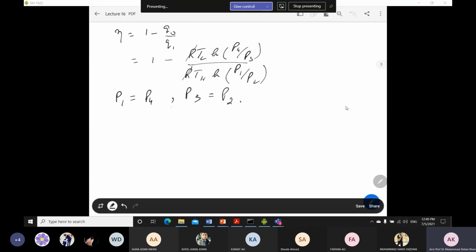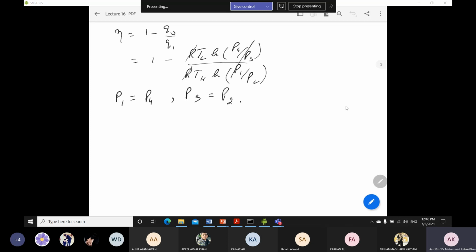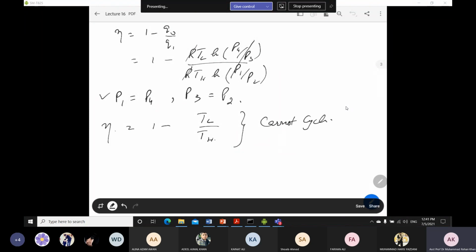Okay, so if I put the values of these pressures, we can say that this can easily be cancelled. Because if I put these values, it turns out to be 1 minus TL over TH. Okay, and this is the equation which is the same for the Carnot cycle as well. So this is the required thing for example 9-4, that we have to prove that the efficiency of the Ericsson cycle is equal to the Carnot cycle efficiency.